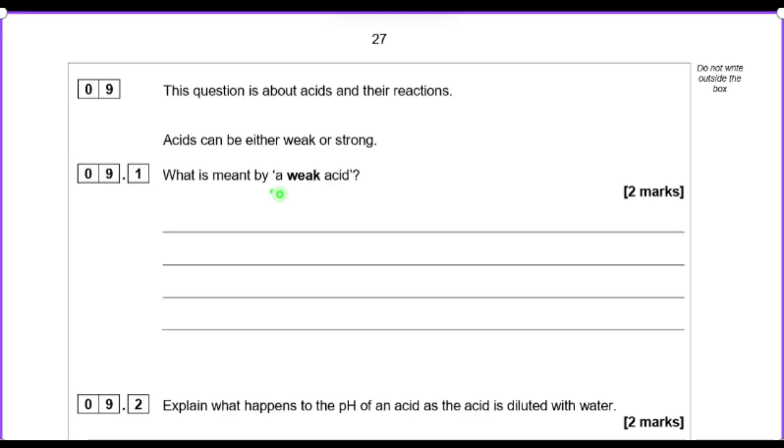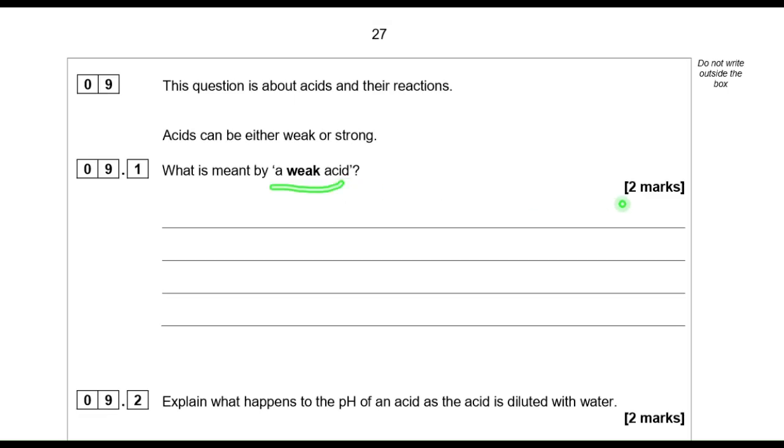Over the page, question 9. This question is about acids and their reactions. Acids can be either weak or strong. 9.1. What is meant by a weak acid? And this is for 2 marks.